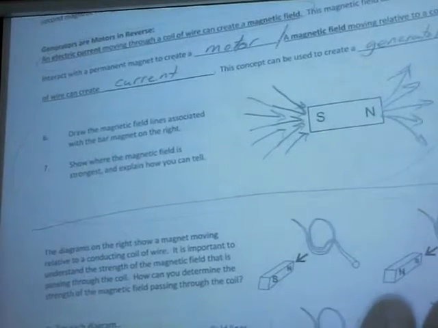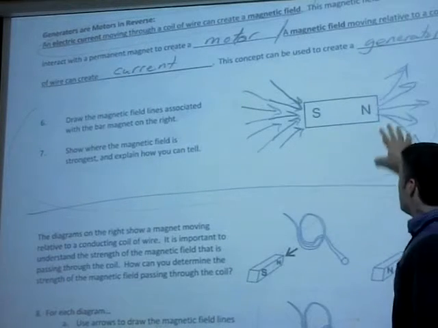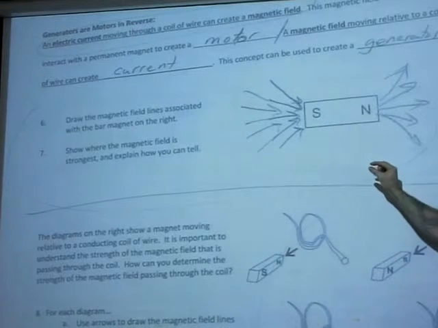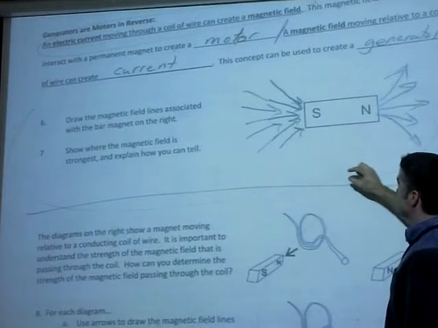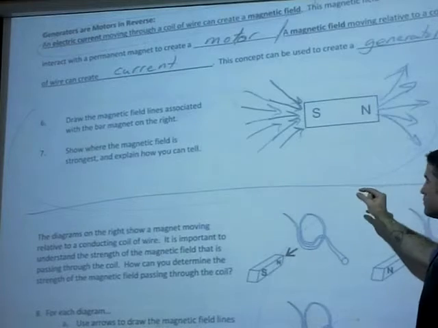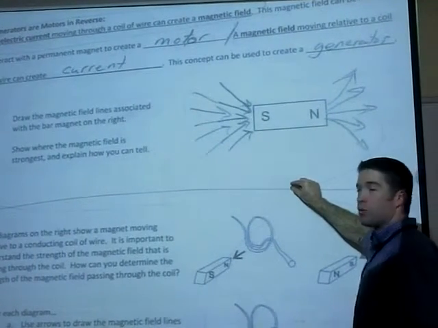Okay, so number 7. I don't really care if we show this, I just want to talk about it. Where in this whole thing would the magnetic field be the strongest? Or if I had a little piece of metal, where would I put it so that it would have the strongest pull toward the magnet? Where can I move it so it's going to be pulled with more force toward the magnet?